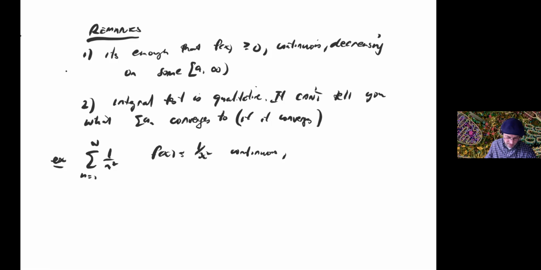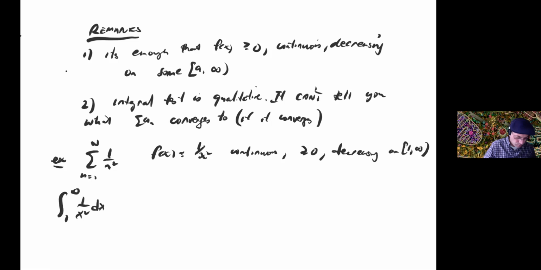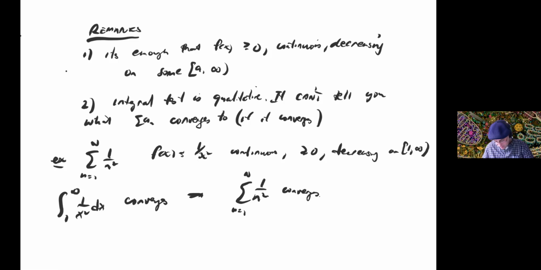It is non-negative and it's decreasing on the interval from 1 to infinity. So we're good. Therefore, we can compute the integral from 1 to infinity of 1 over x squared dx. And we know that that will converge by what we did when we considered improper integrals. So this converges. Therefore, we conclude that the summation of 1 over n squared, n goes from 1 to infinity, converges. So that's the first example.